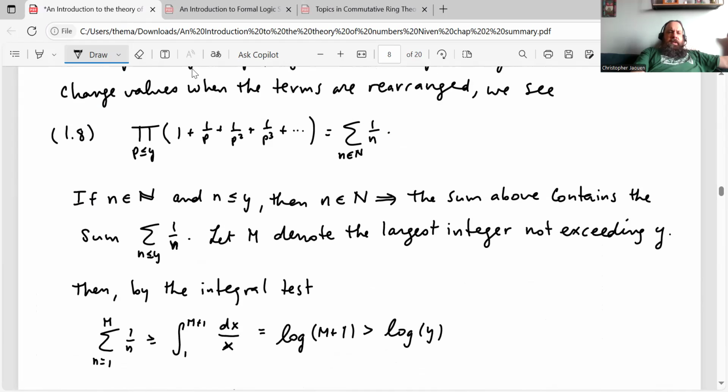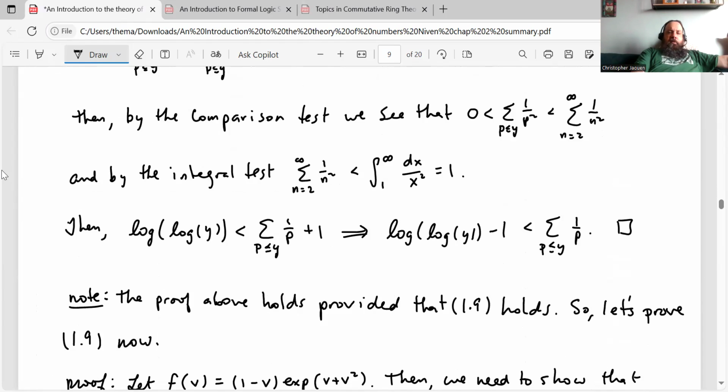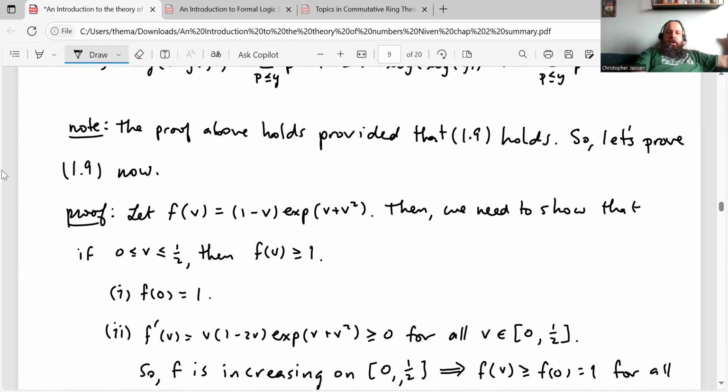Maybe I should make a note about this. This thing is equal to this because if you take the product of all things like this and multiply them all out, you get 1 over all the numbers that have primes less than y as factors, right? And then we have to prove that lemma that we just assumed. So let's prove 1.9, and then that'll show that 1.19 is true.